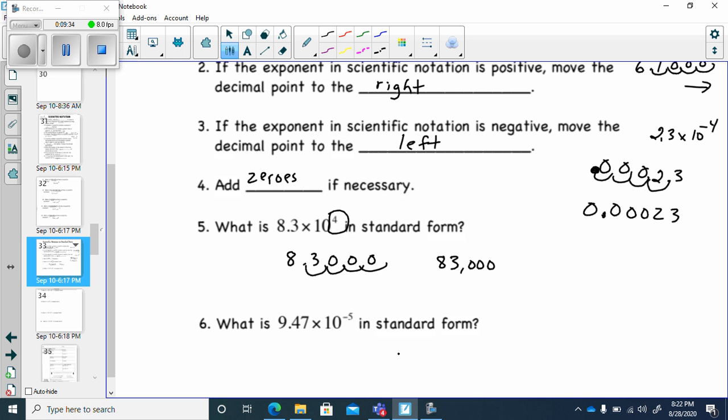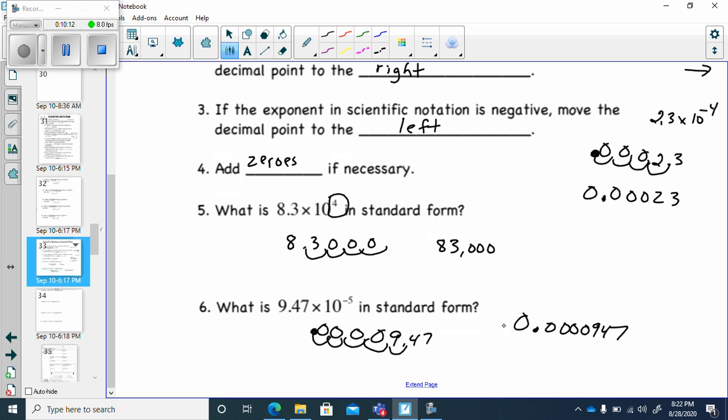Negative means we're making a smaller number. 9.47. To make a smaller number, I'll move the decimal this way. 1, see, I have to put in zeros here. 2, 3, 4, 5. Okay? So what I'm looking at is 0.0000947. And you can put a 0 in the front as a placeholder. That's the number we're looking at. It's a negative exponent, so it's going to be something less than 1.